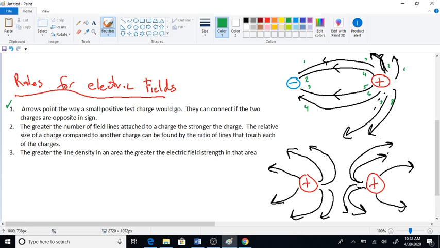What about this one by the same rule? We have 1, 2, 3, 4, 5, 6, and 1, 2, 3, 4, 5, 6. So 6 and 6. Those will be equal in magnitude.